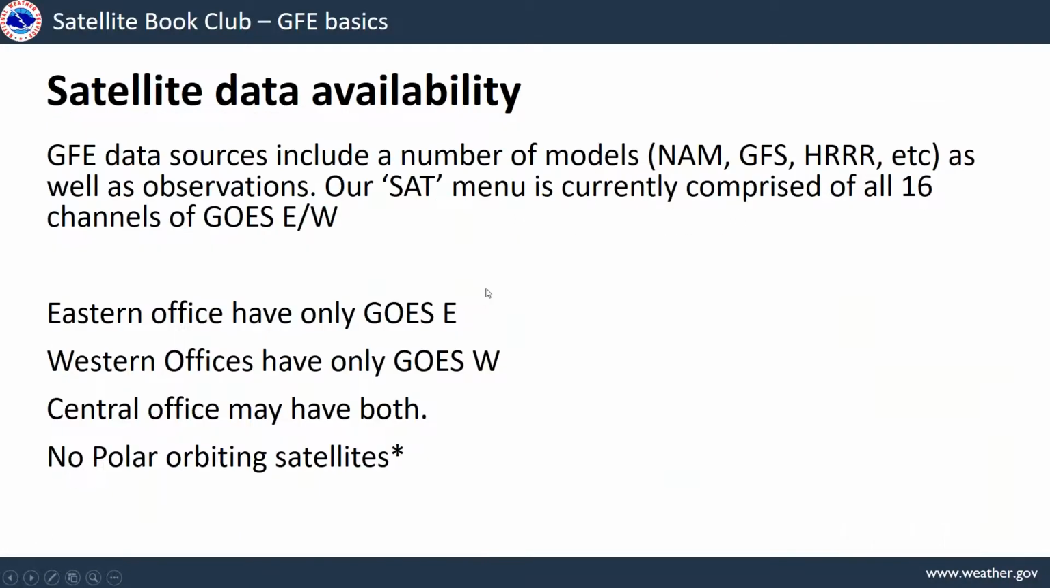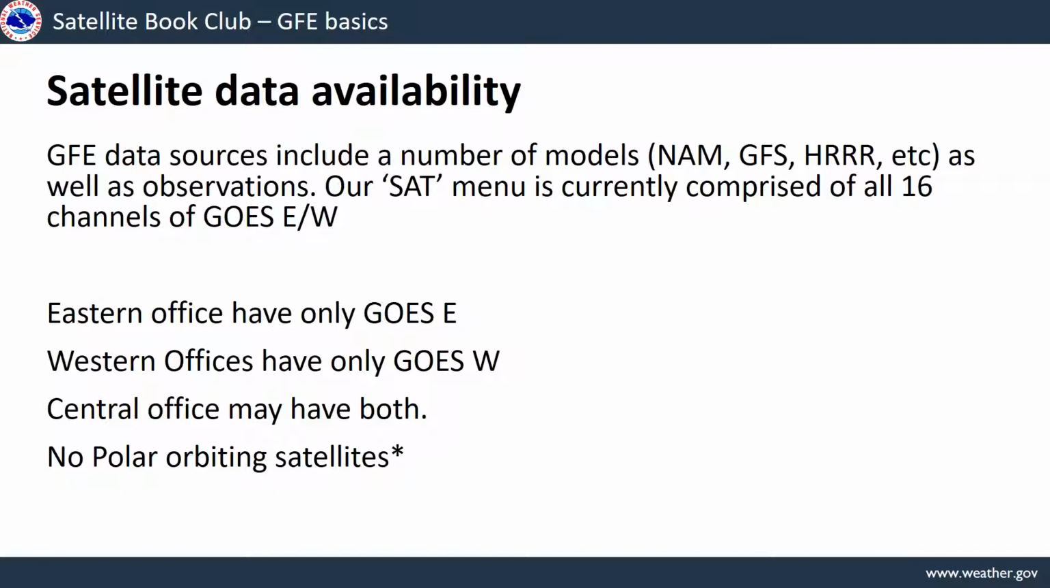So what's available in GFE for satellites? First of all, GFE has a wide variety of data sources. We've got the NAM, the GFS, the HRRR. Basically, if you can name it in terms of a model, we get it into GFE and can use it in our forecast. Right now, we do have an observed database that's based on surface observations, both METARs and mesonets, and we have a satellite menu.